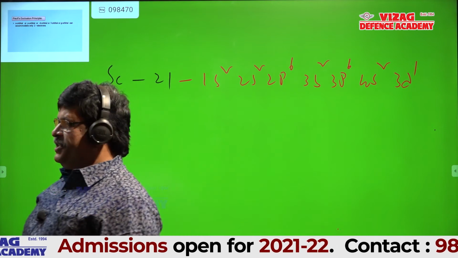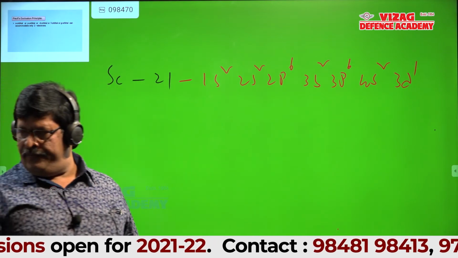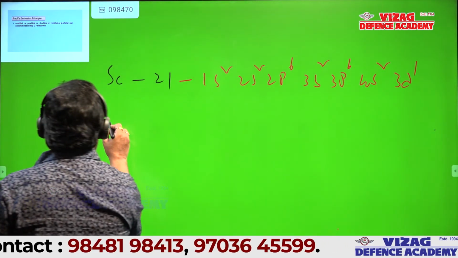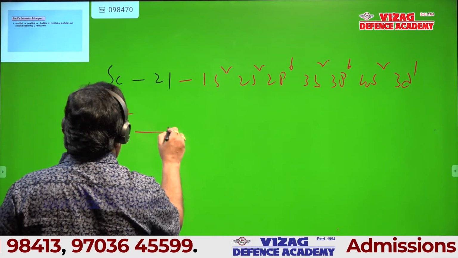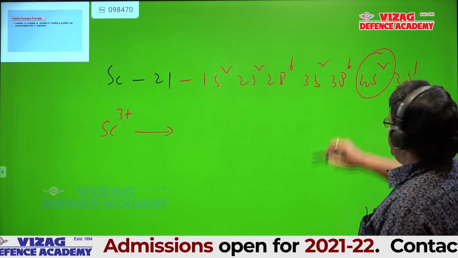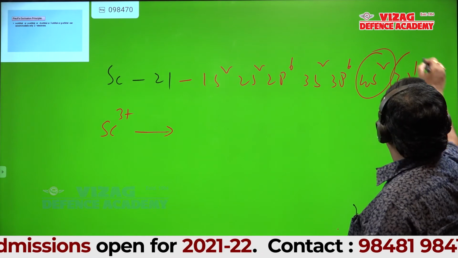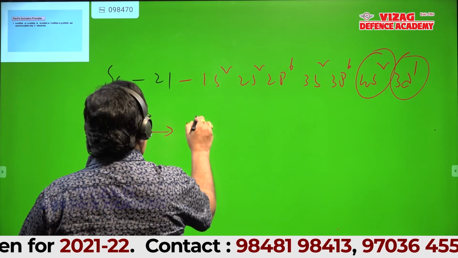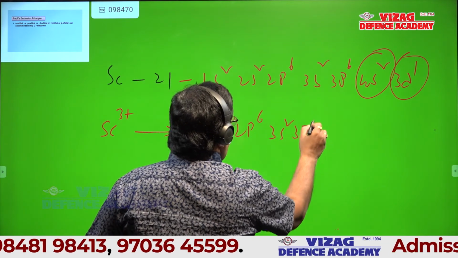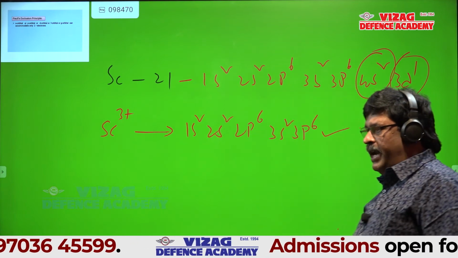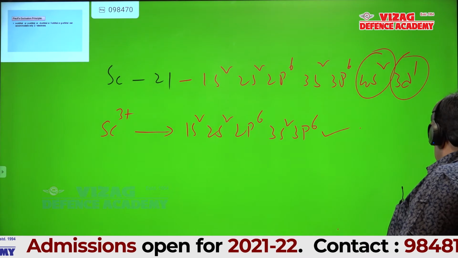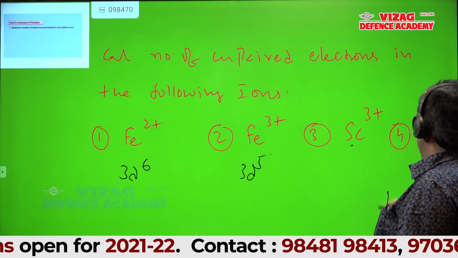All of you write 1s2, 2s2, 2p6. Is it okay? Now, scandium 3 plus means scandium should lose 3 electrons: 2 from the outer shell, that is 4s, and 1 from 3d. So the resultant configuration is 1s2, 2s2, 2p6, 3s2, 3p6. How many unpaired electrons are there here? Zero.